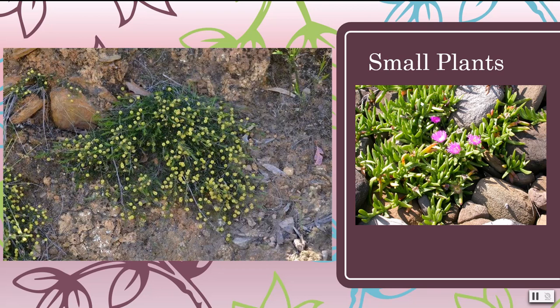This is the start of topic 2 on small plants. Now everyone takes notice of trees and shrubs, and these often get the most attention when threatened by human development like housing or roads or logging or indeed bushfires.